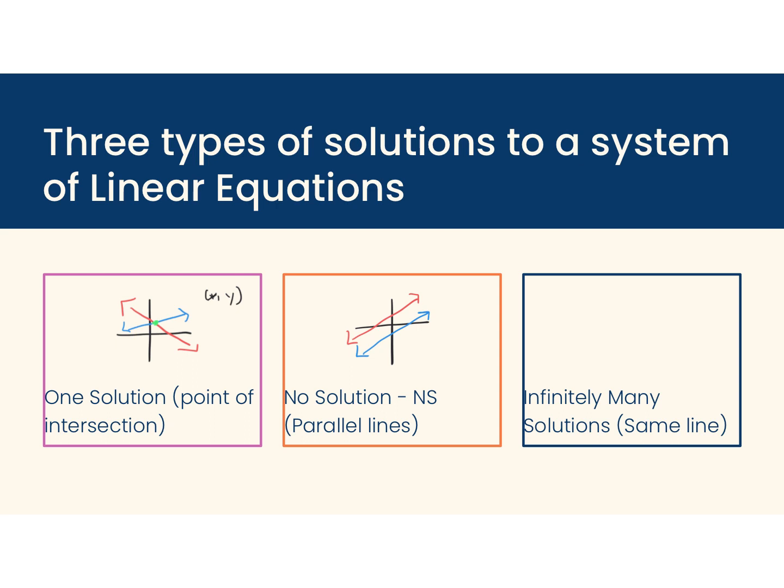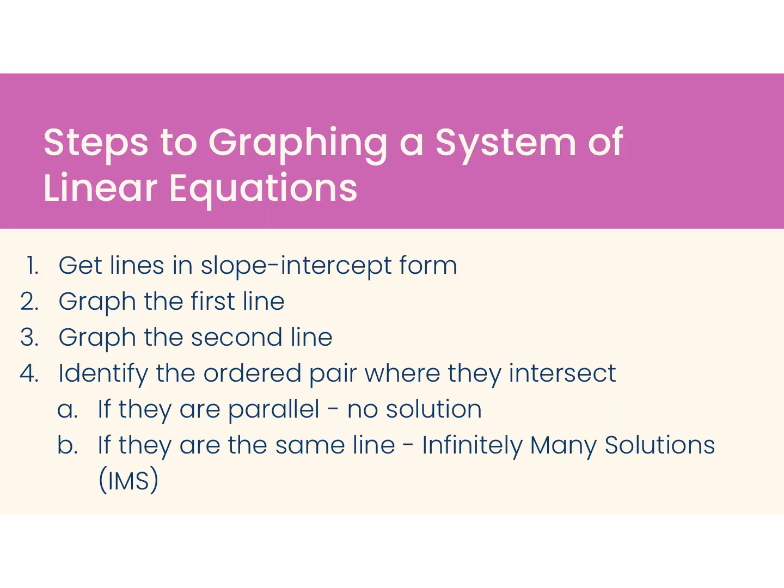And the last one is infinitely many solutions. So I'll have my graph, and I might have one line on there. And on that line, I'm going to go ahead and graph my other line, and it's going to line up exactly where that first line was. That's called infinitely many solutions, or IMS, meaning it's the exact same line.